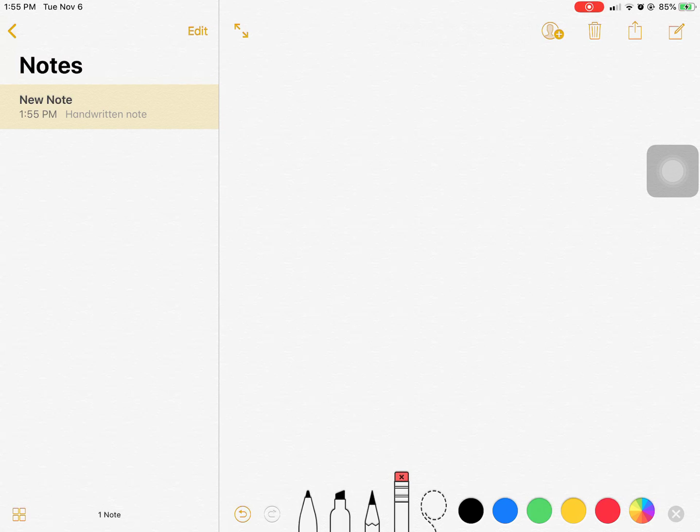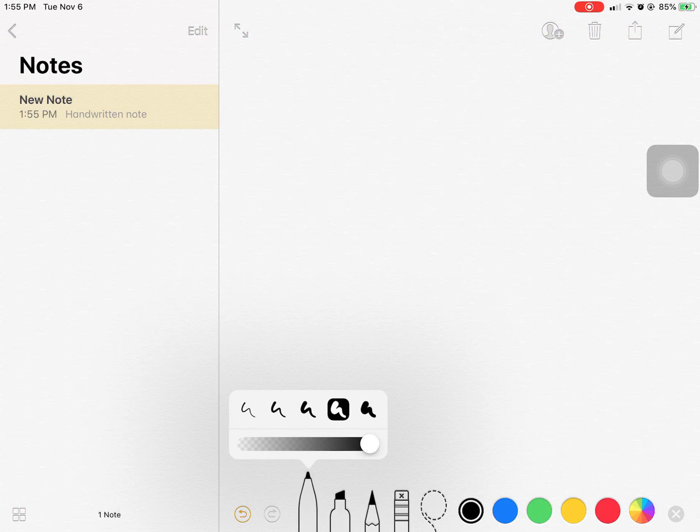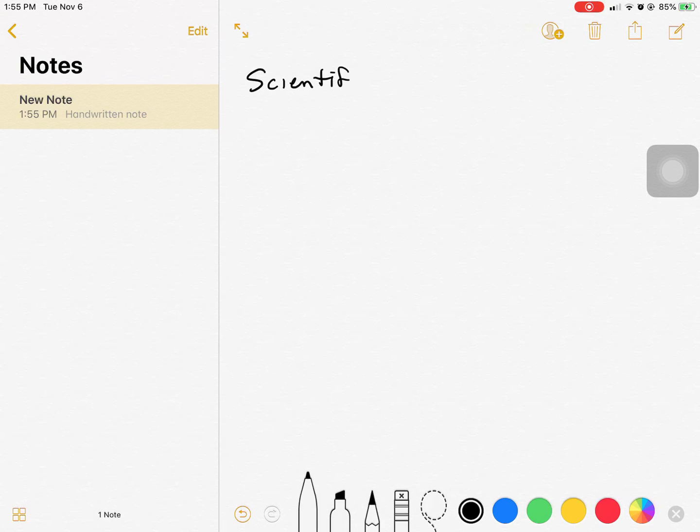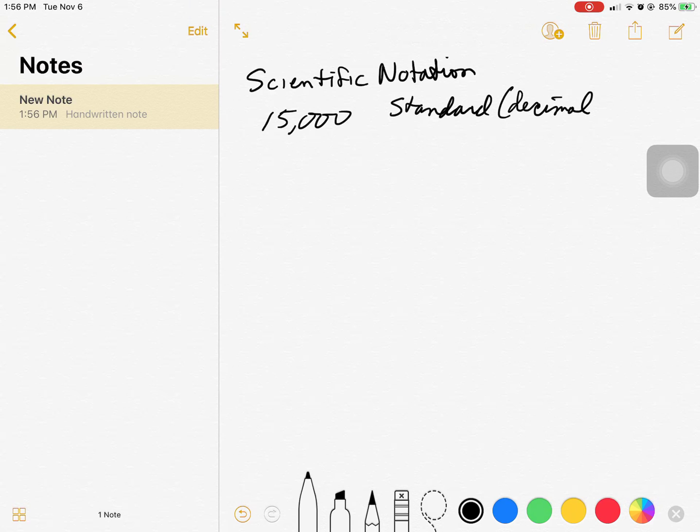All right, so let's do some scientific notation. Let's say we have a number, 15,000. That's our number system, right? That's called standard form. I think in Europe it's called decimal form. Okay.